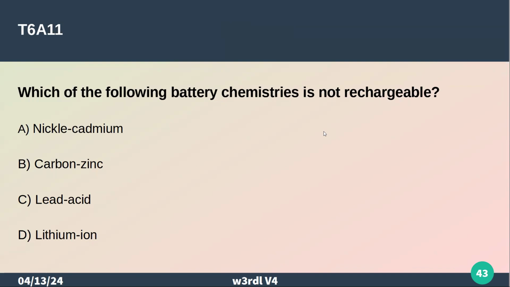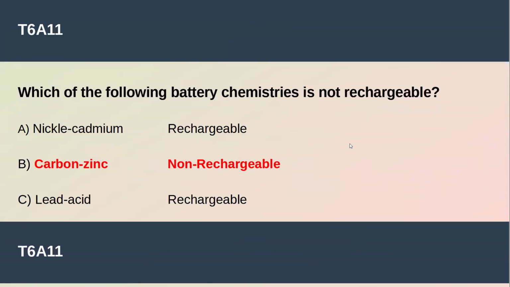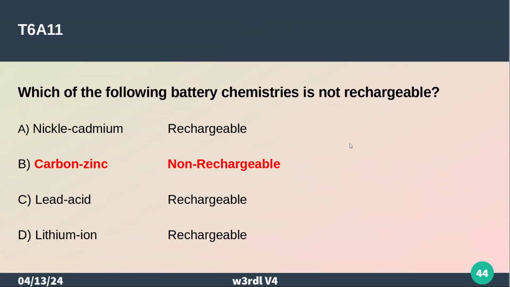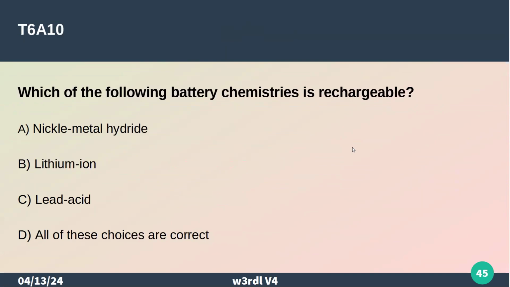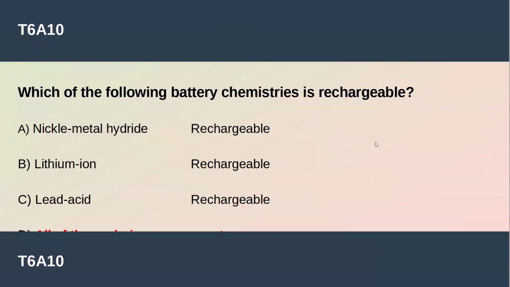Which of the following battery chemistries is not rechargeable? Baker. Very good. Charlie? Bravo. Oh, bravo. Your car battery charges every time you start it. Oh, right. Sorry. Which of the following battery chemistries is rechargeable? D. Bravo. Delta. Delta.